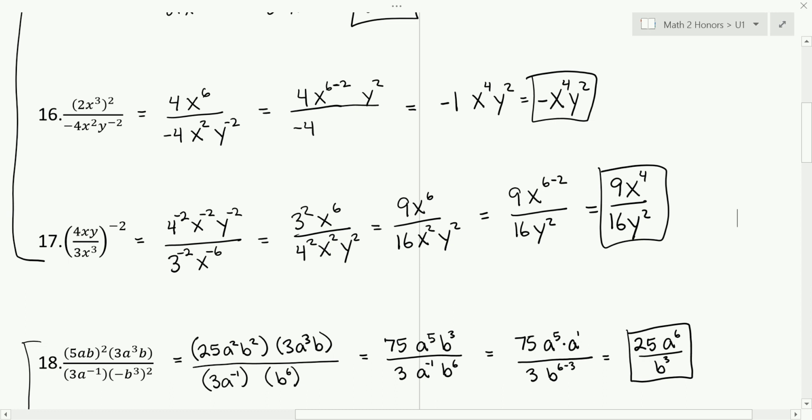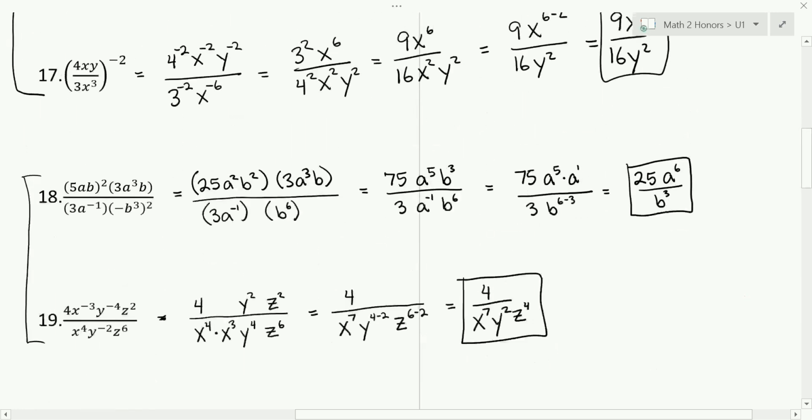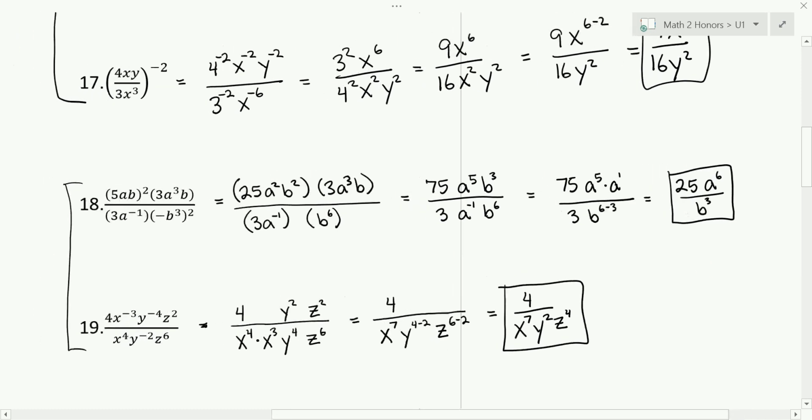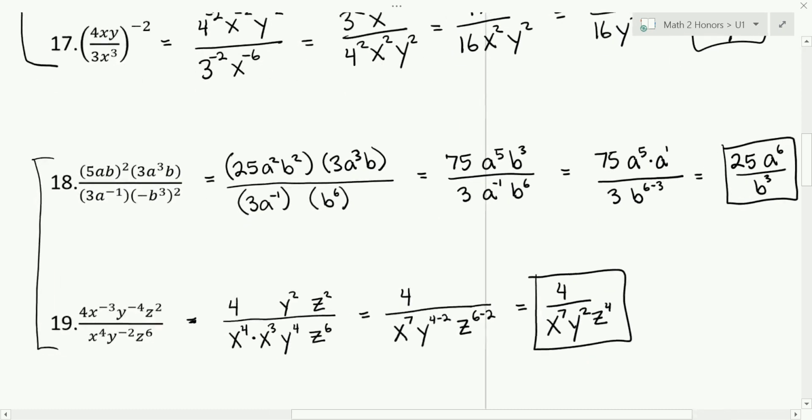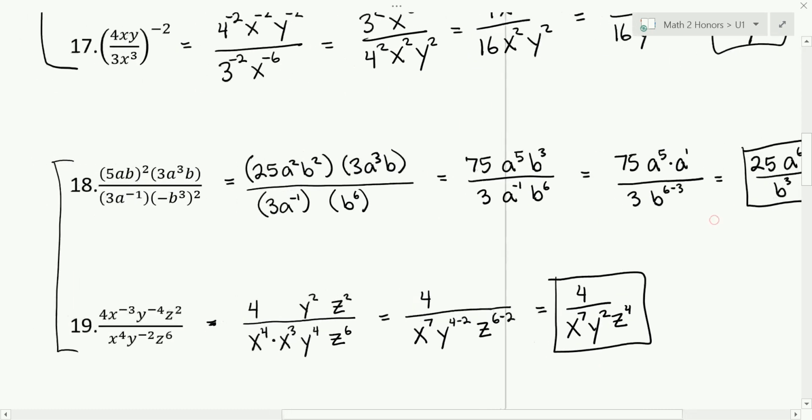Okay. And 19, what'd you get? Very good. 4 over x to the 7th, z squared, z to the 4th. Okay. Lots of negative exponents. They all move around first. Get rid of those negative exponents. It's a good way to start. And then multiply and divide. You get to your answer.